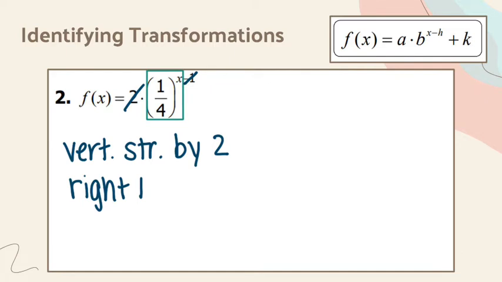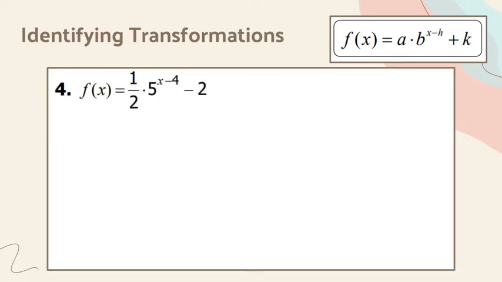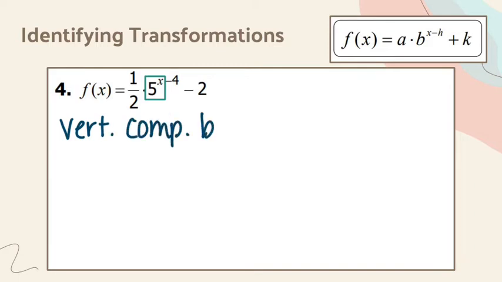All right, number 4, another example of this. 5 to the x power is our parent function. Everything else has to have an explanation. So first, let's look at the 1/2. That's in the spot of a. First, we have to look at the if a is negative bullet point. This one is not negative, so again, we can skip that. Then we look at, is a greater than 1 or between 0 and 1? And it's between 0 and 1. So this has a vertical compression by 1/2.